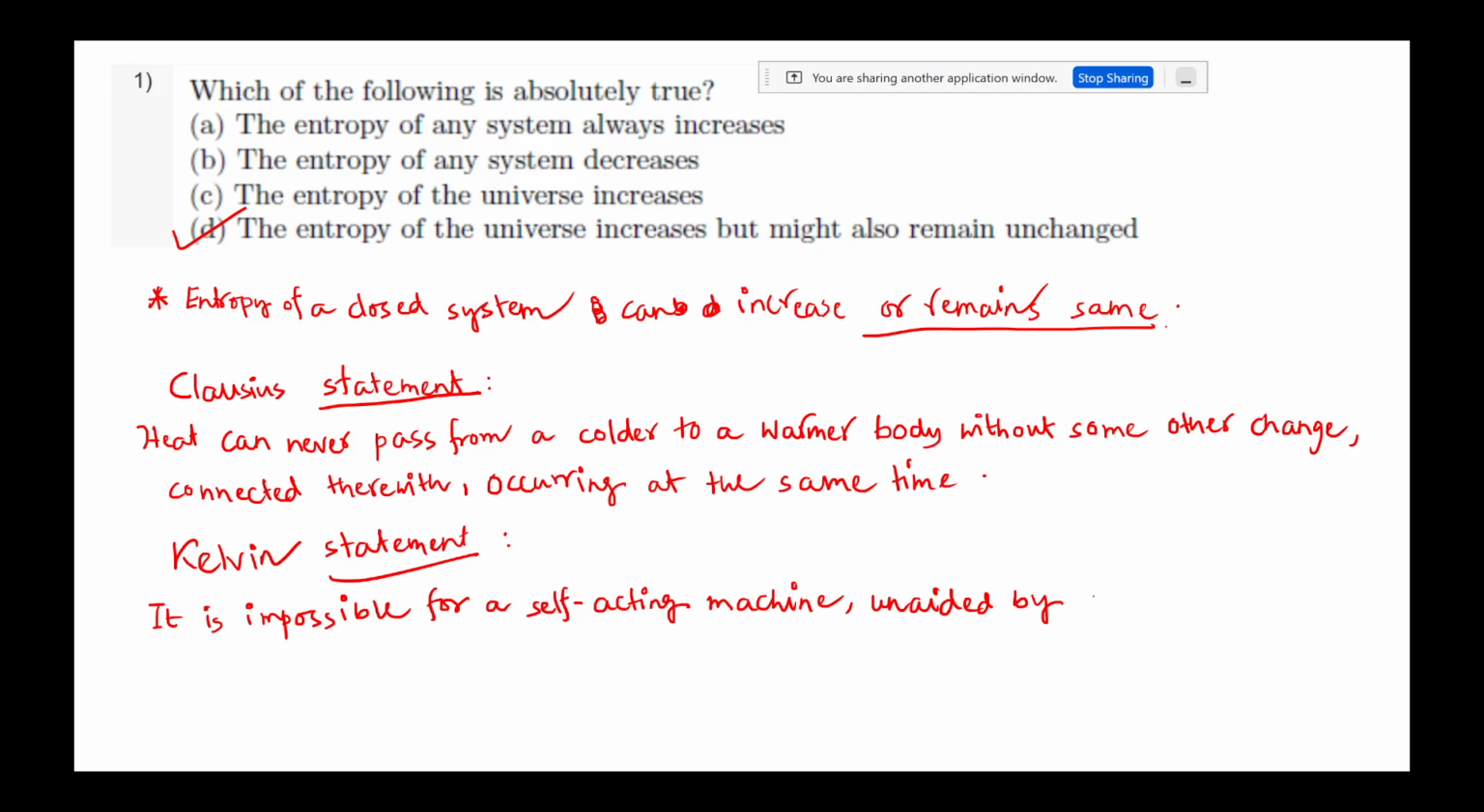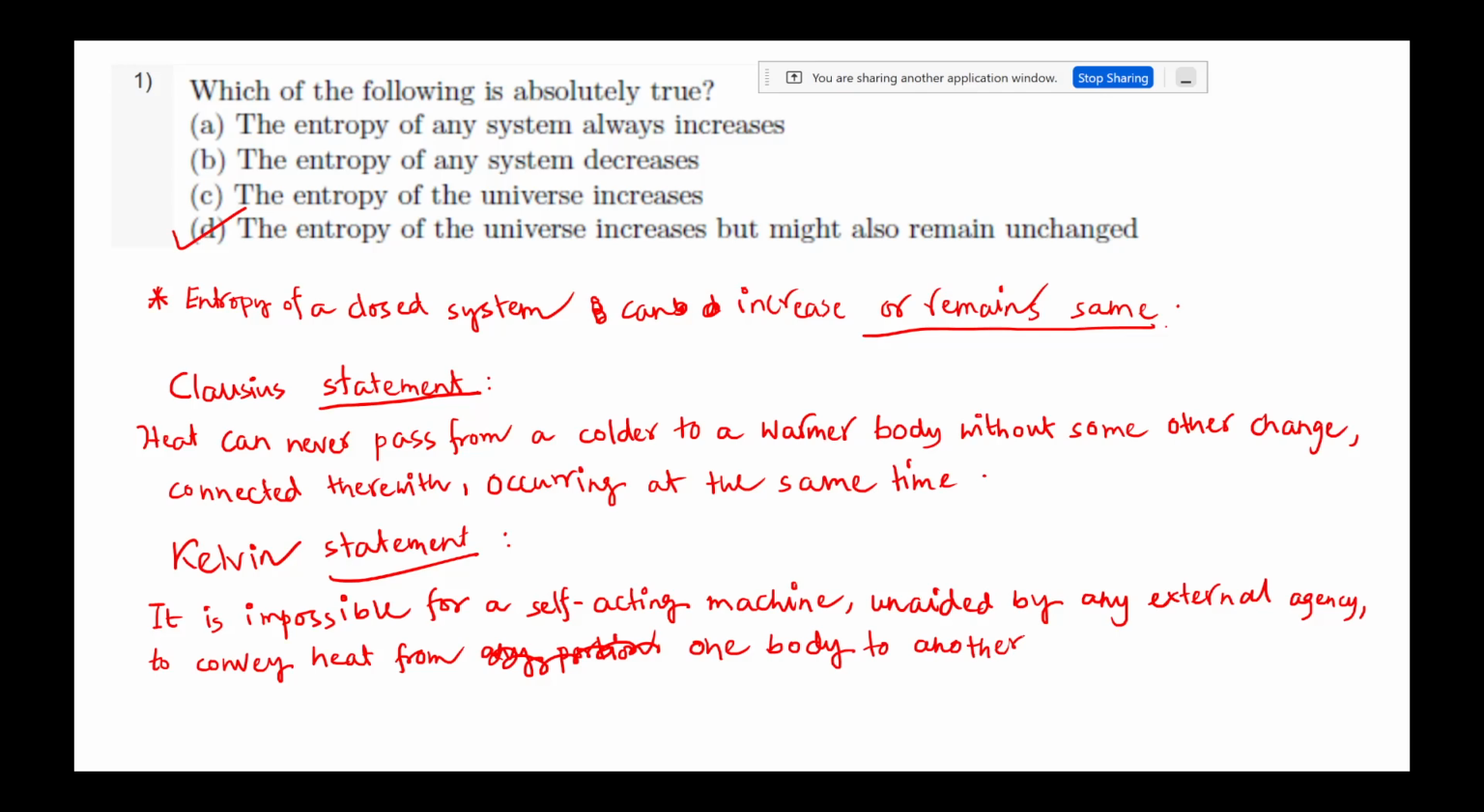unaided by any external agency, to convey heat from one body to another at a higher temperature.